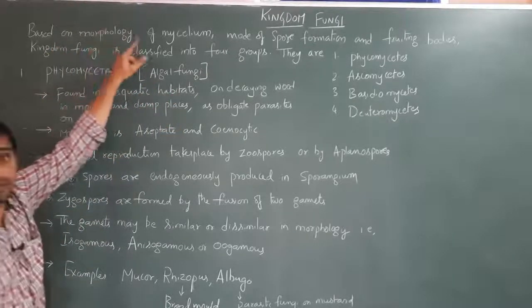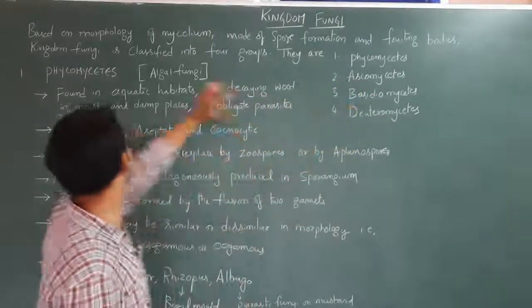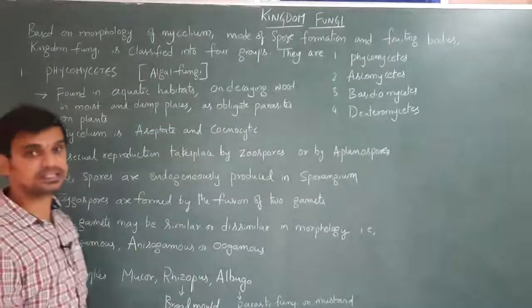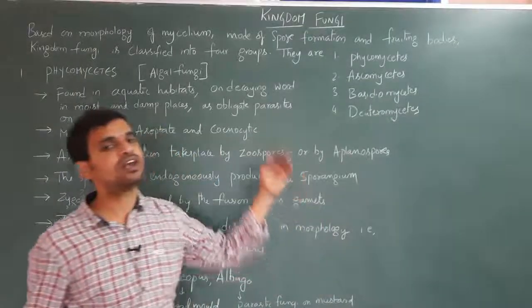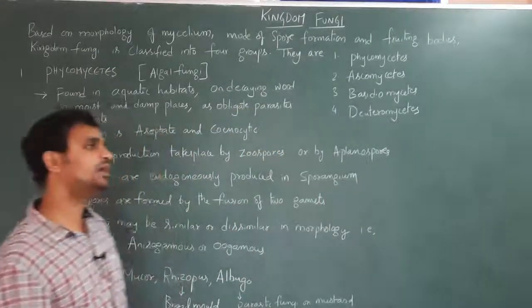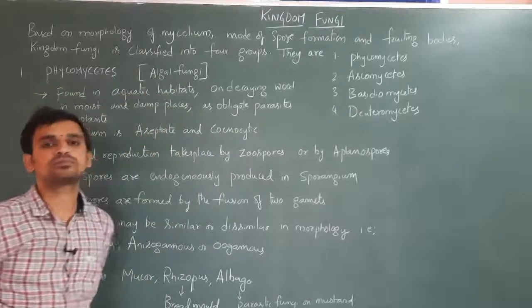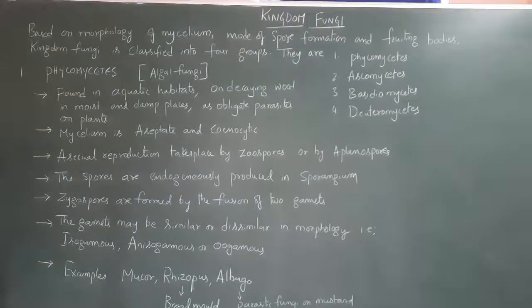So based on morphology of mycelium, mode of spore formation and fruiting bodies, kingdom fungi is mainly classified into 4 groups. They are phycomycetes, ascomycetes, basidiomycetes and deuteromycetes. First we are going to discuss phycomycetes. The members of the phycomycetes are also called algal fungi. So why is it called algal fungi?